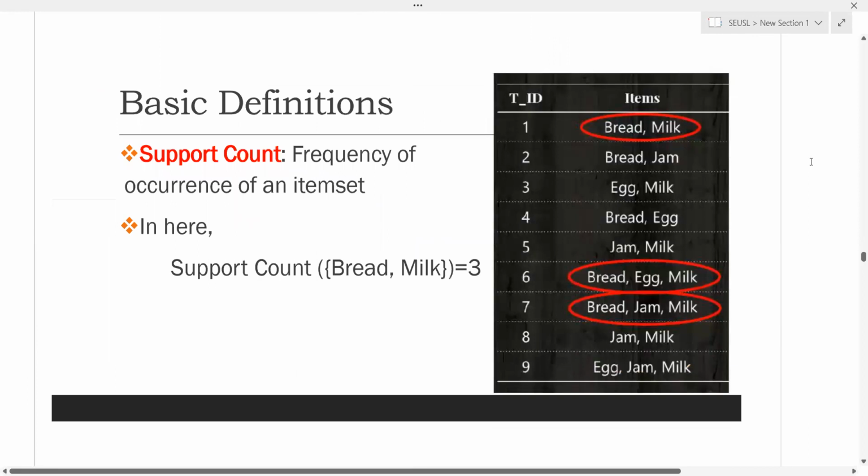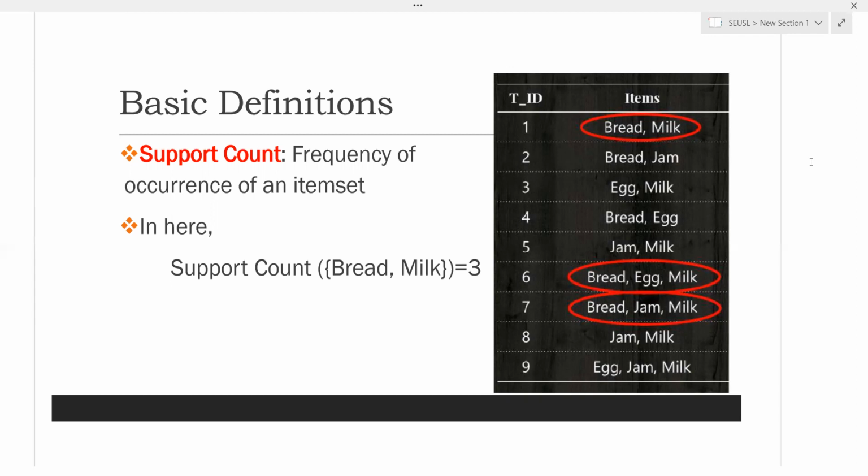Another important definition is support count. Count means we are calculating. We can divide the support count by the total number of transactions to find the support. Support count means the frequency of occurrences of an item set.